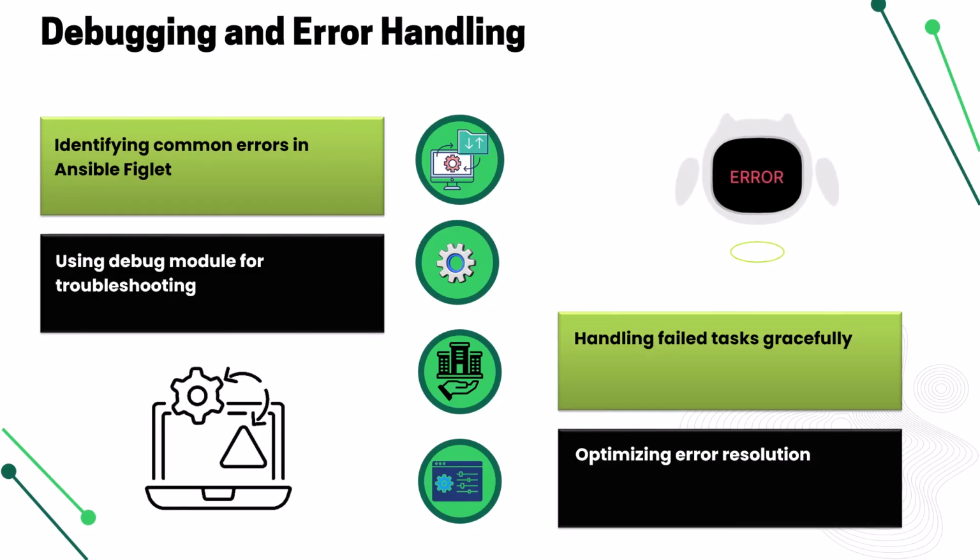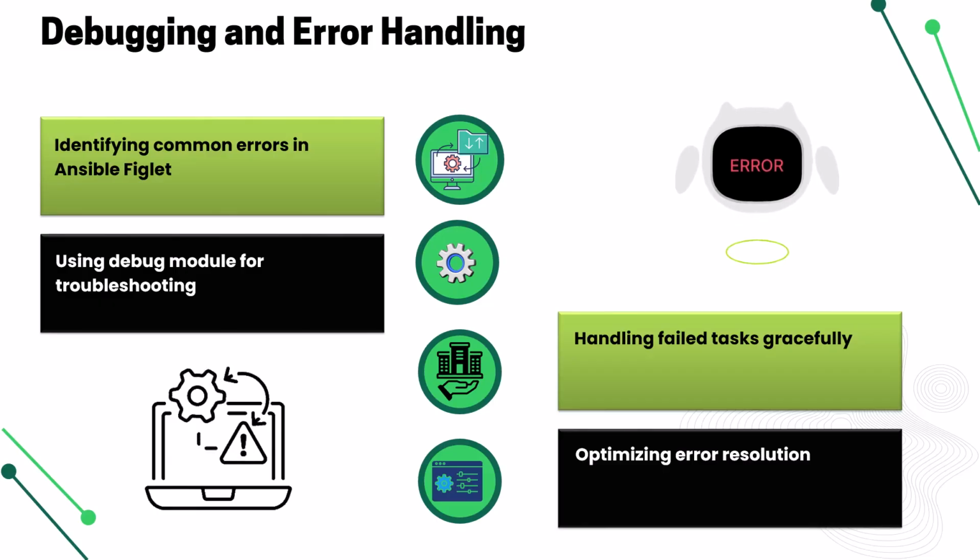Troubleshooting is the real test of patience, but don't worry, I've got your back. First, we identify errors. It's like finding a needle in a haystack, except the haystack is code. The debug module is our detective. It helps us spot the problem. Handling failed tasks gracefully is key, because rage quitting isn't an option. Finally, optimization ensures we don't run into the same issues over and over.